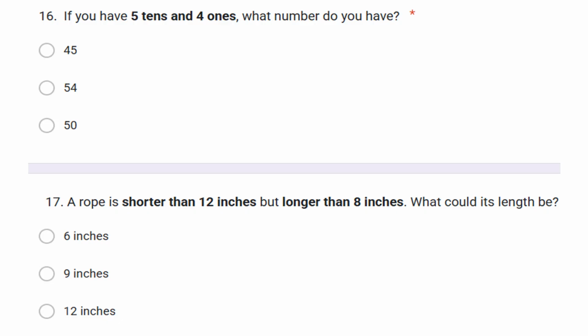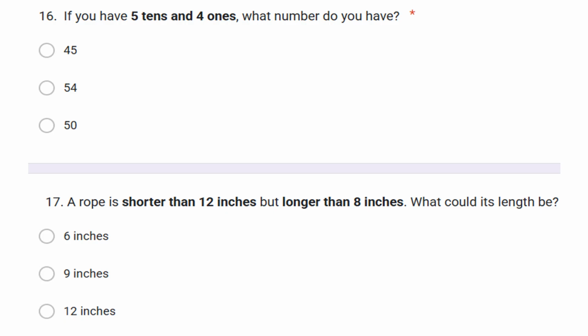Number 16. If you have 5 tens and 4 ones, what number do you have? Is it 45, 50, or 54?